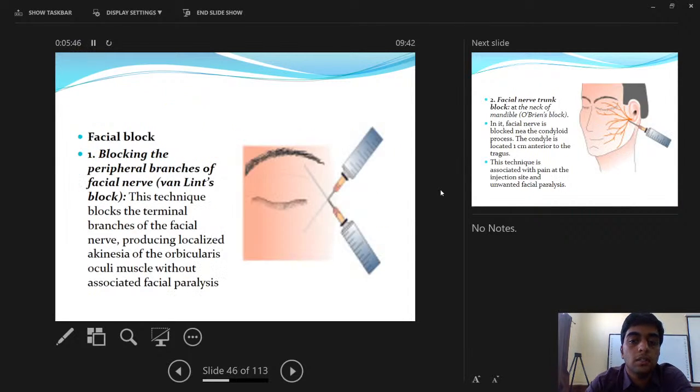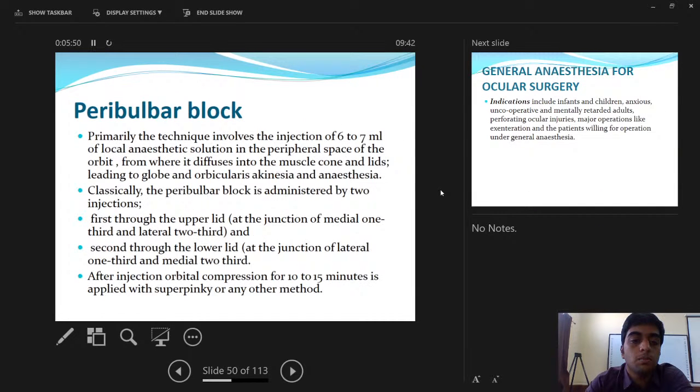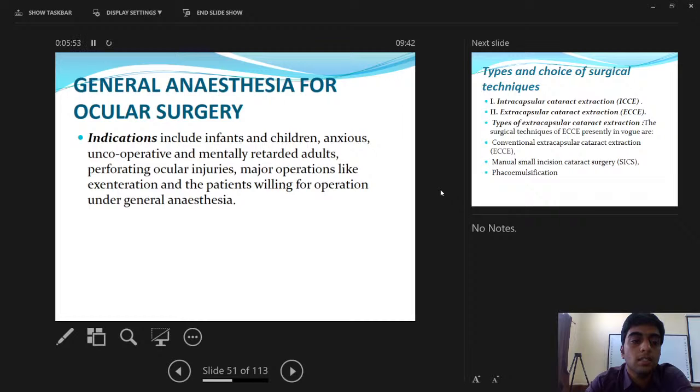For cataract surgery, facial block and peribulbar block are the various types of blocks. These blocks are usually given for small incision cataract surgery. General anesthesia is given for patients who are uncooperative, or children, or with any major injuries. Then at that time general anesthesia is opted for.